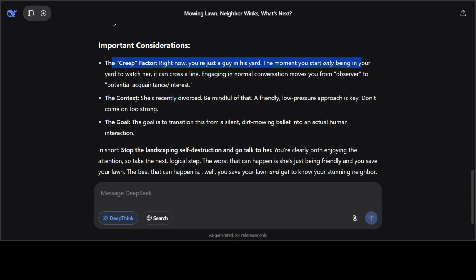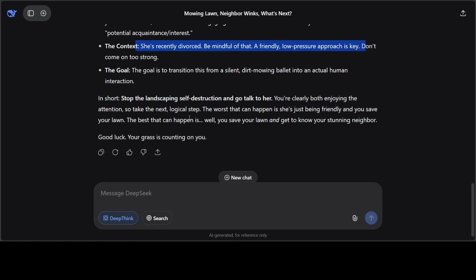Very nice. She recently divorced. Be mindful of that. You see? In short, stop the landscaping self-destruction and go talk to her. You're clearly both enjoying the tension, so take the next logical step. The worst that can happen is she's just being friendly and you save your lawn. The best that can happen is, look at the dots, well, you save your lawn and get to know your stunning neighbor. Good luck. Your grass is counting on you. You know what? I think let's break the pens here.